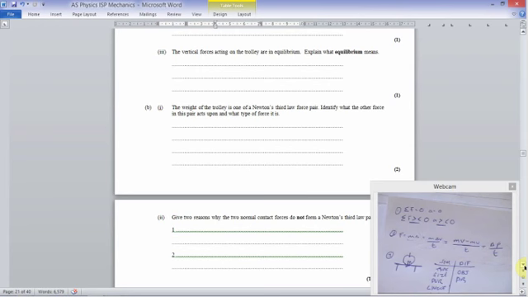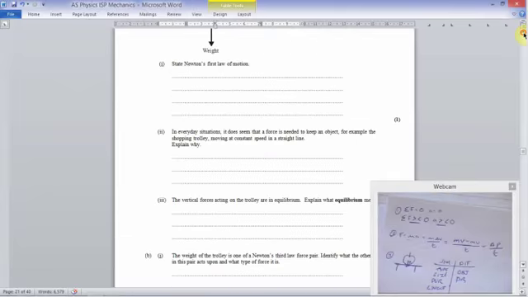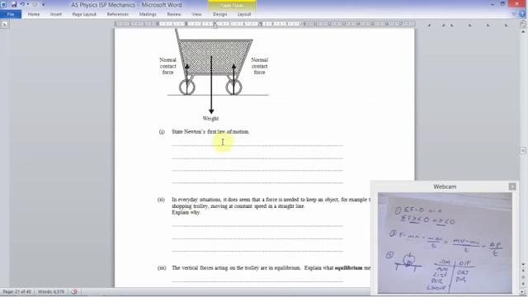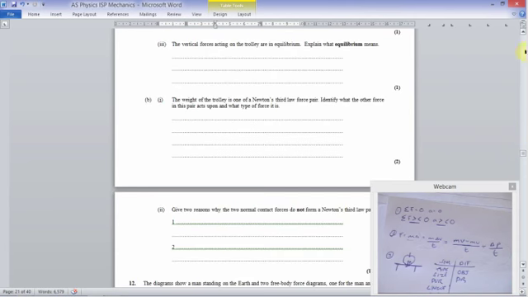So the weight of the trolley is one of the Newton's third law pair. Identify what the other force in this pair acts upon. So the other force acts on the Earth. And what type of force is it? Well, it's going to be gravitational, because the weight acts onto the ground, so there must be a force acting back up. And the force acting back up is the gravitational force from the Earth, or from the ground, is the way to put it.